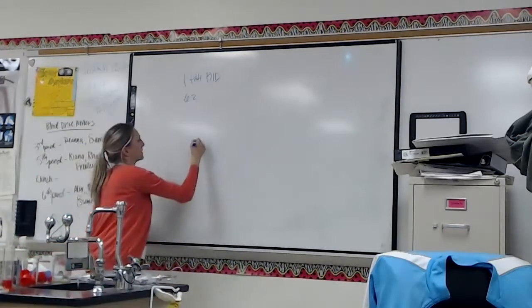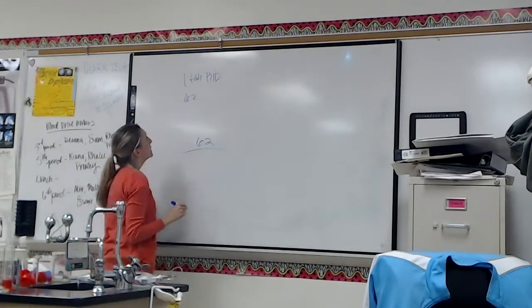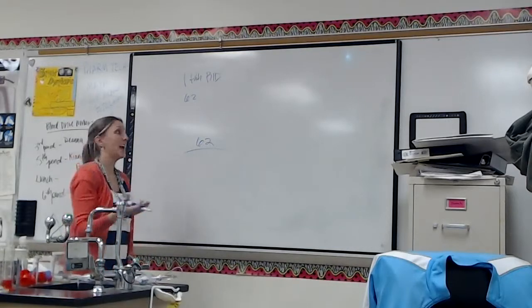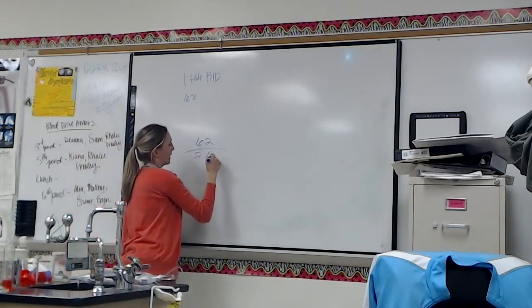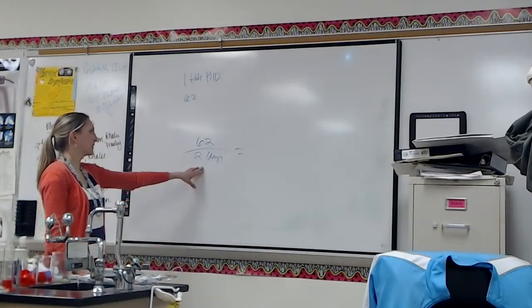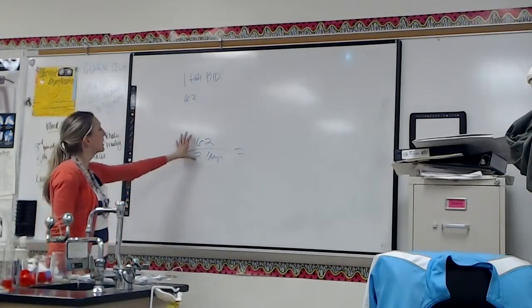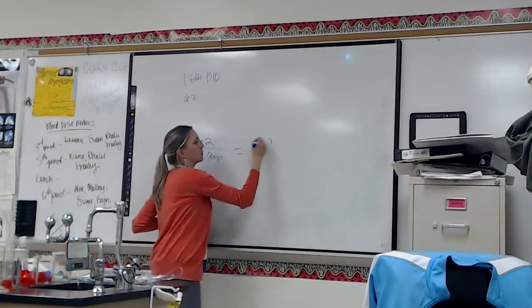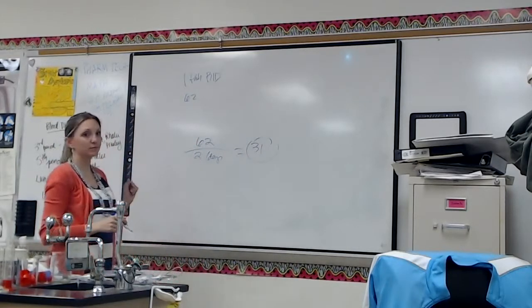So basically you've got 62 tablets divided by how many we need in a day. So we need 2 doses per day. Okay. 62 divided by that is 31. So we got 31 days of medication.